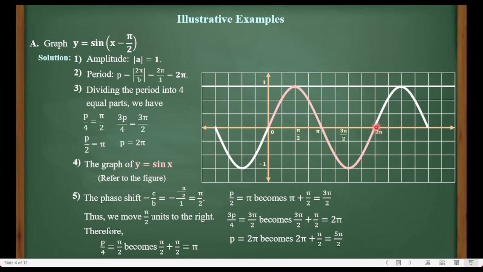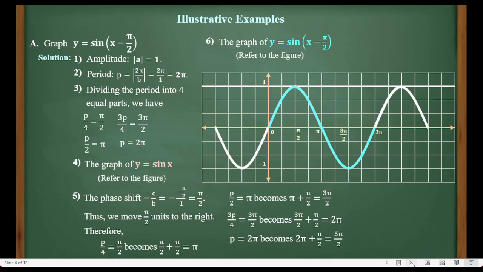And we're going to move this to the right by pi over 2. Now look what will happen. Okay. So if we're going to do that, we will have this given function, or the graph of this given function. So ano ito mangyayari, no?